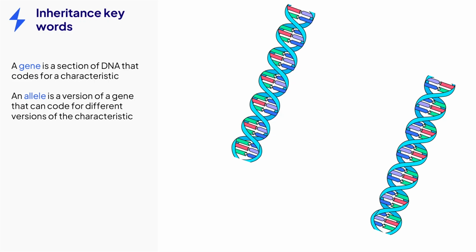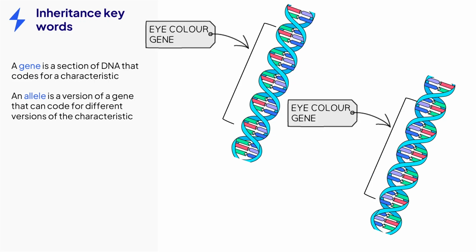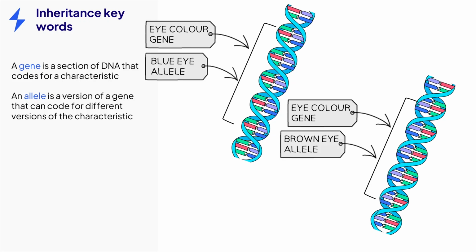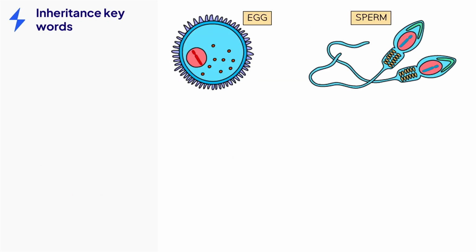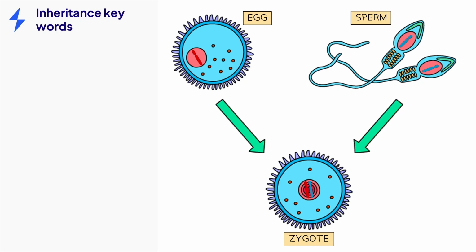For example, there is a gene for eye colour, and that gene has several alleles for different colours, like blue or brown eyes. Make sure not to use these words interchangeably, because you could be penalised in your exam. The physical observable characteristics of the person are known as the phenotype, whereas the alleles that code for them are called the genotype.